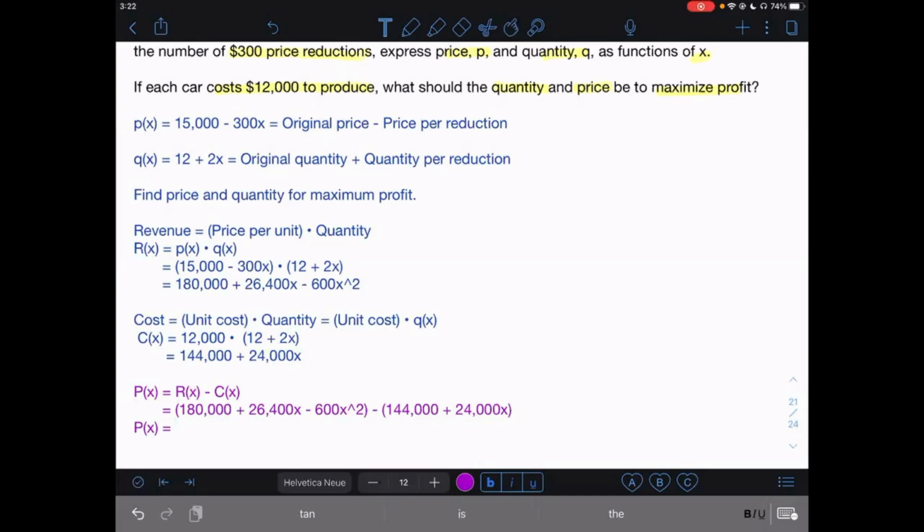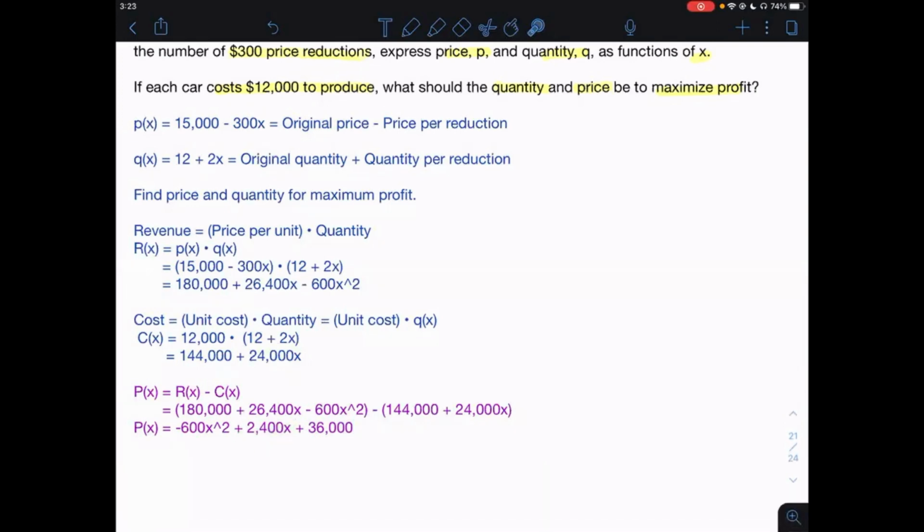I'll put it in terms of order here. So negative 600X squared plus 2,400X plus 36,000. Okay. So that's our profit function. In other words, that's the function that we're trying to optimize. We want to maximize the profit.